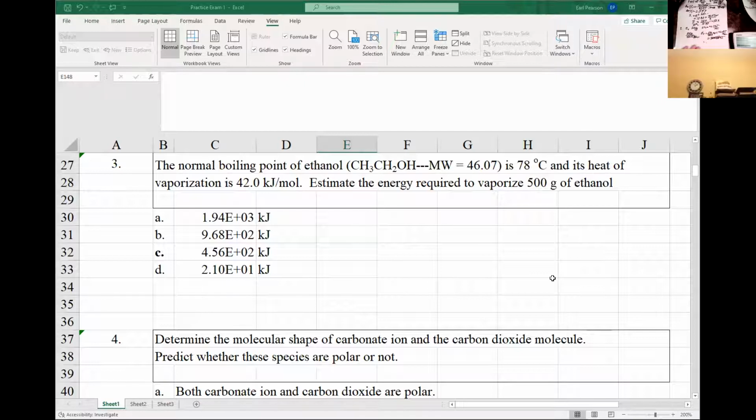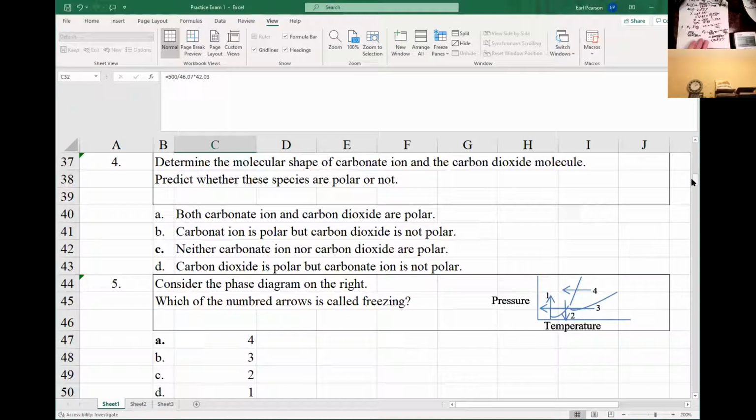But the answer does come out to be 455.8 kilojoules. And that is answer C, 456. Okay, so let's hurry right along.